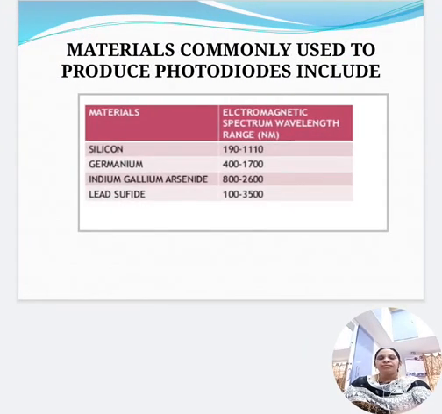Coming to the next. What are the materials that are used to produce photodiodes? Commonly used materials are silicon, with a wavelength range of 190 to 1100 nanometers. Based on the range, we decide whether it is used in the visible region or infrared region. Then germanium, which can be used between 400 to 1700 nanometers. Indium gallium arsenide can be used between 800 to 2600 nanometers. Then lead sulfide, which can be used between 1000 to 3500 nanometers. These are the materials most commonly used to produce photodiodes.